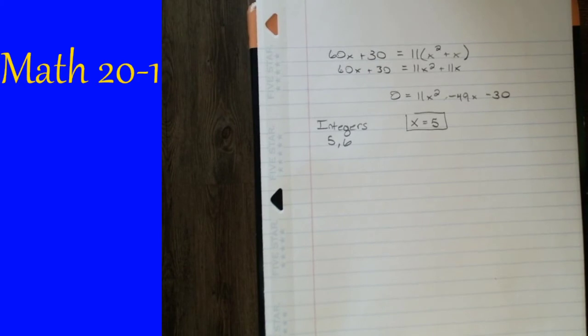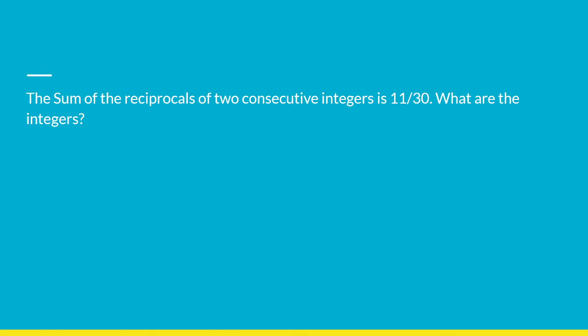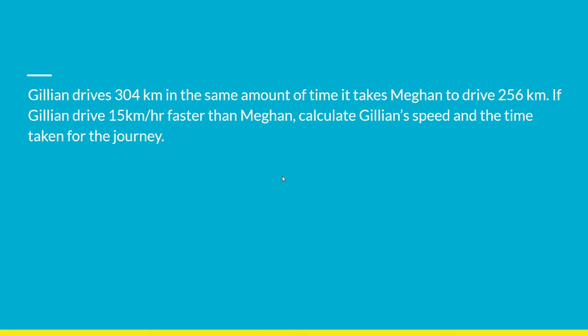So we'll do one more. So we have Jillian drives 304 kilometers in the same amount of time it takes Megan to drive 256 kilometers. If Jillian drives 15 kilometers per hour faster than Megan, calculate Jillian's speed and the time taken for the journey.